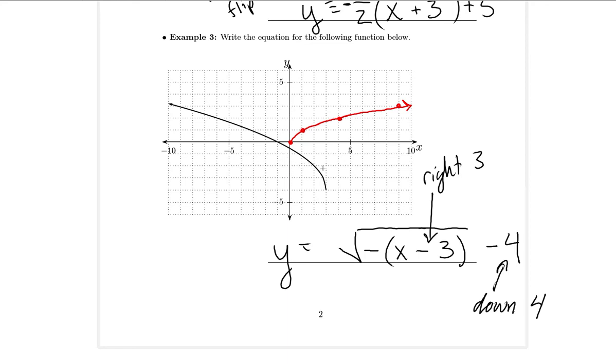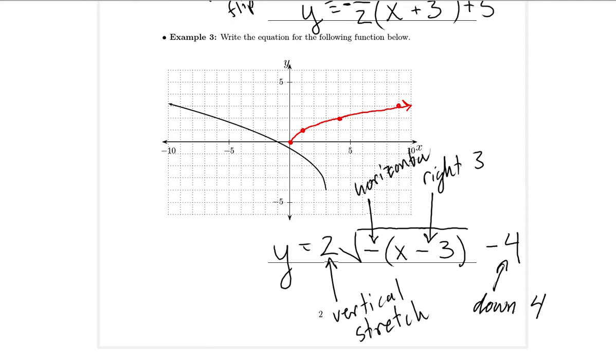Okay, normally if I go over 9, I go up 3. So if I go over 9, 1, 2, 3, 4, 5, 6, 7, 8, 9. How much do I go up? 1, 2, 3, 4, 5, 6, exactly. So now I'm pretty confident that I should have a 2 right there, okay, for my vertical stretch. Right, and I forgot to label this, but this is my horizontal flip.